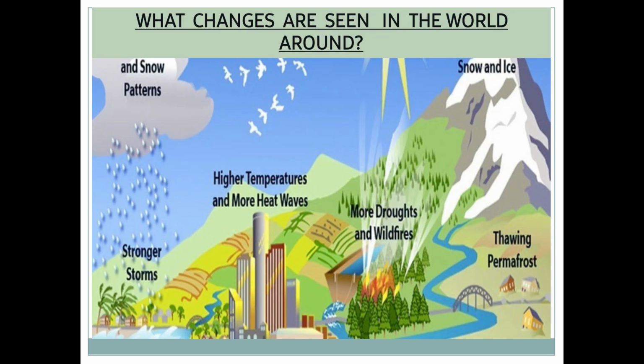Now, what changes are seen in the world around us? Due to these high temperatures, we can see snow and ice melting, which is affecting the rise of the water level of the oceans and the rivers. There are more droughts and wildfires. There are thawing permafrosts. There are higher temperatures and more heat waves. There are strong storms, and snow patterns are changing rapidly in the world.